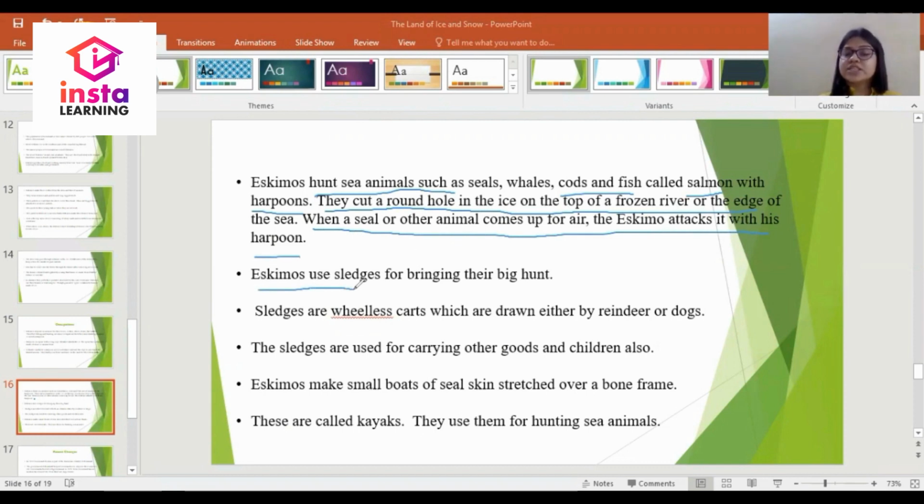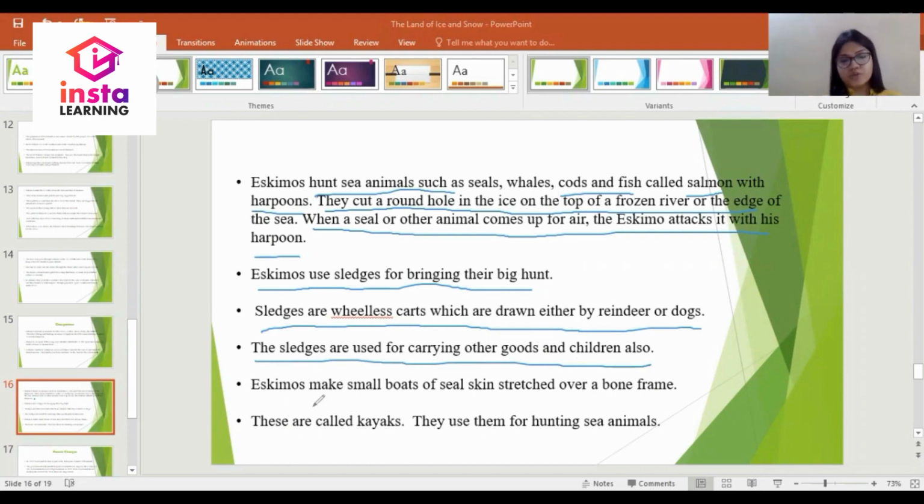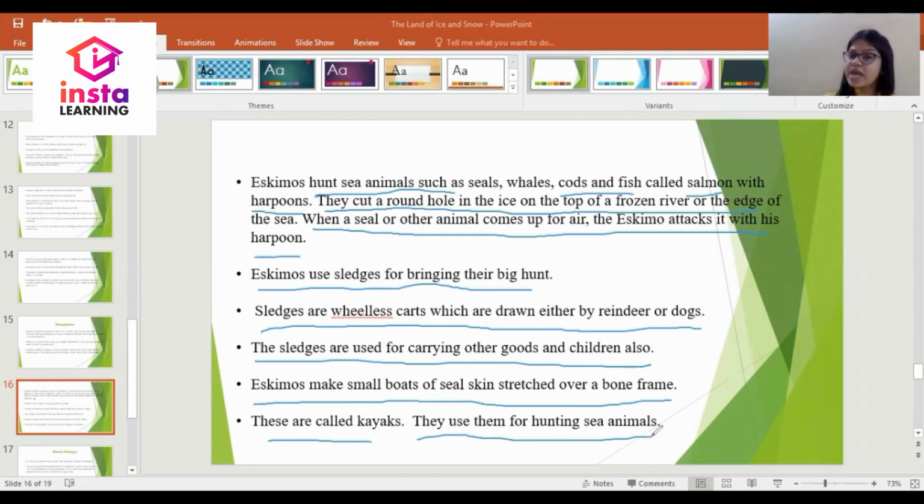Eskimos use sleds for bringing their big hunt. Sleds are wheelless carts which are drawn either by reindeer or dogs. The sleds are used for carrying other goods and children also. Dear student, Eskimos make small boats of seal skin stretched over a boat frame. These are called kayaks. They use them for hunting sea animals.